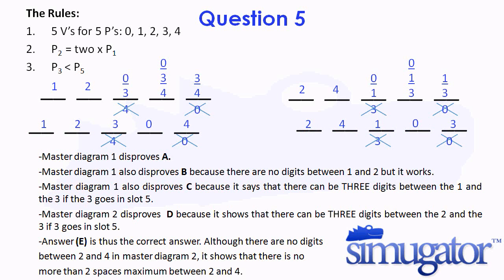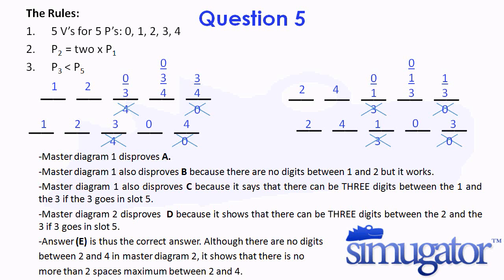Master diagram 1 disproves A. So just look at A, compare it to master diagram 1, and you'll see why. Master diagram 1 also disproves B, because there are no digits between 1 and 2, but it clearly works. Master diagram 1 also disproves C, because it says that there can be 3 digits between 1 and 3 if the 3 goes in slot 5. That's perfectly acceptable. Master diagram 2 disproves D, because master diagram 2 shows that there can be 3 digits between 2 and 3 if 3 goes into slot 5.